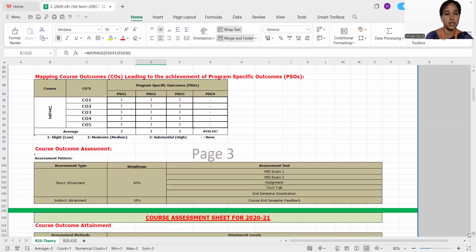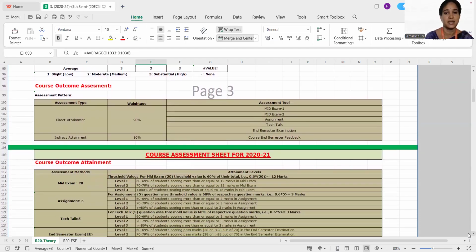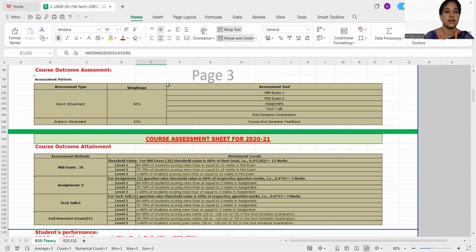Then course outcome assessment. To evaluate CO, two types of assessments are used: direct assessment and indirect assessment. Direct attainment is based on the students' performance in the mid-examinations, assignments, tech talks, and semester examination. Indirect attainment is derived from the course end survey using weighted average method. Here, 90% weightage is assigned to the direct attainment process and 10% weightage is assigned to the indirect attainment process while calculating the overall CO attainments.